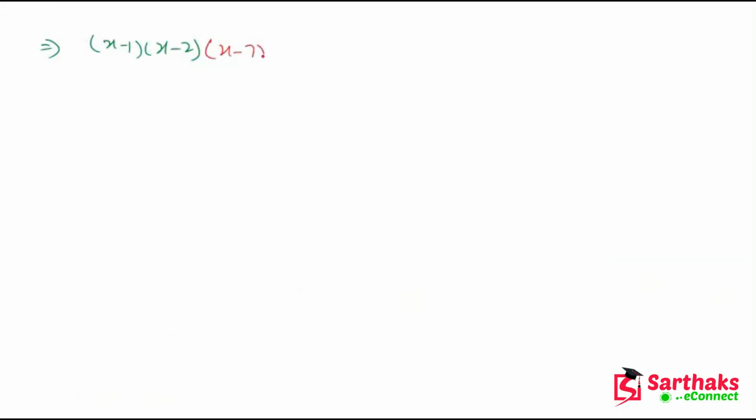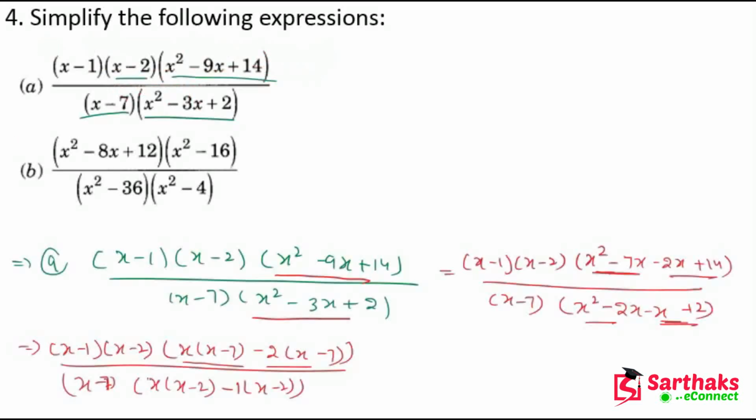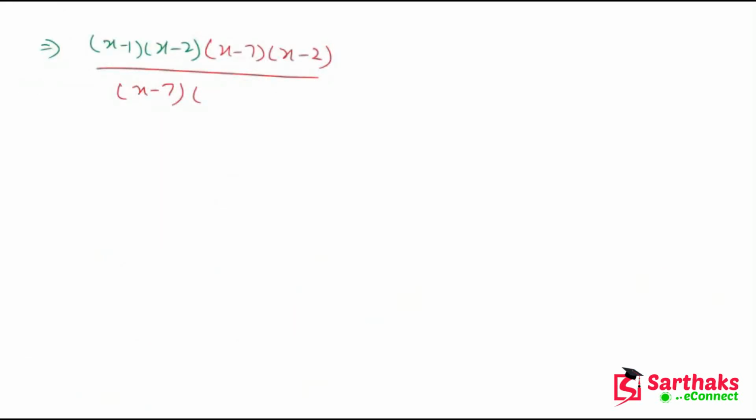Okay, x minus 7 into x minus 2. Now in the denominator here we have x minus 7. And in this expression, from these two terms we can take x minus 2 as common, we get x minus 2 into x minus 1. Okay, so finally we have this.